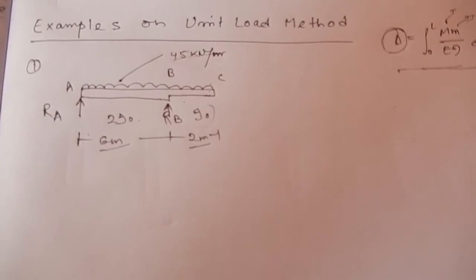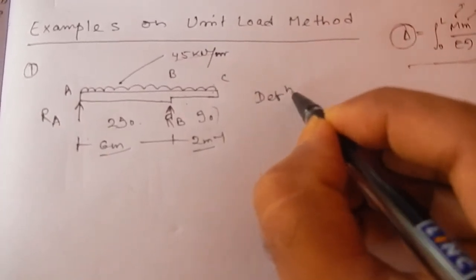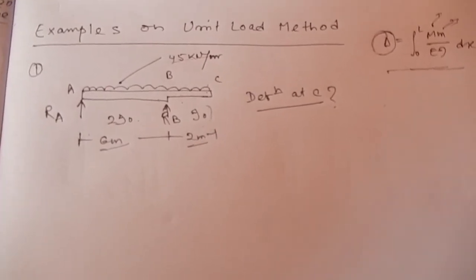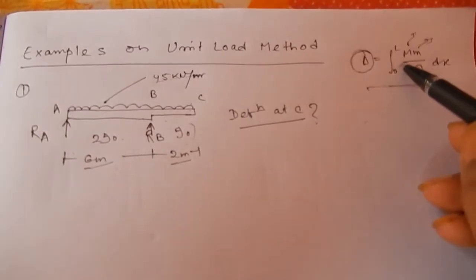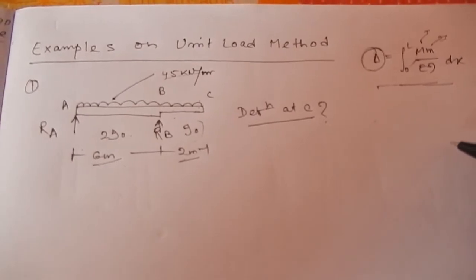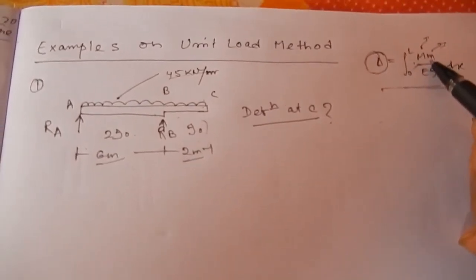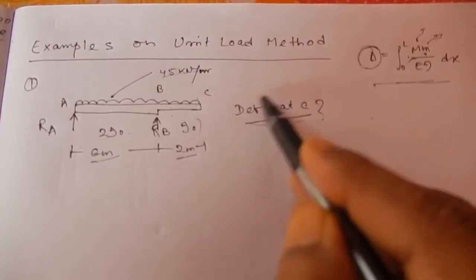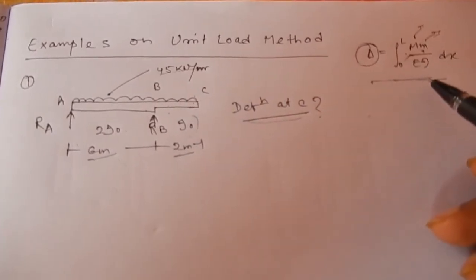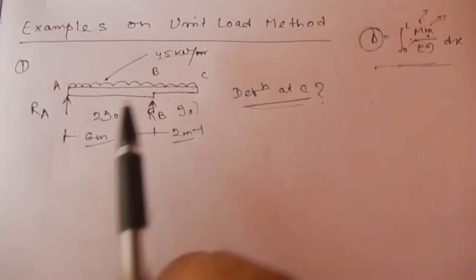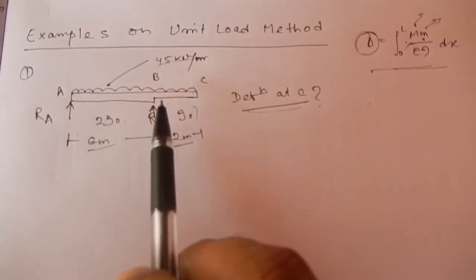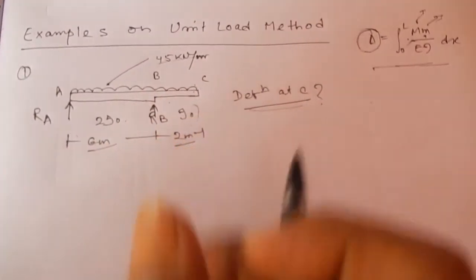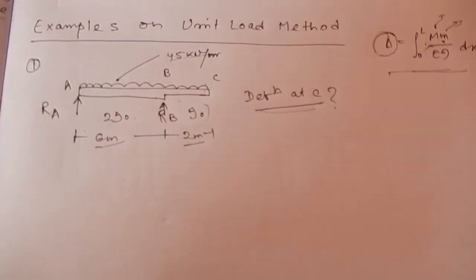Now let us see how we can find out the deflection at C. To do so, we need to find out the bending moment equation for the real load, and also for the unit load applied at point C, because we need to find out the deflection at C. Since the properties are different, the equations will be different in different sections, so we have to take two sections, and then we will integrate.